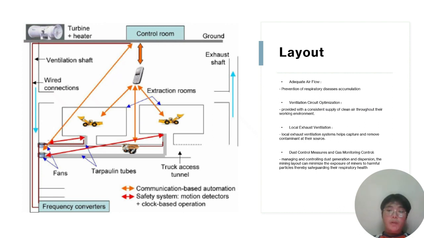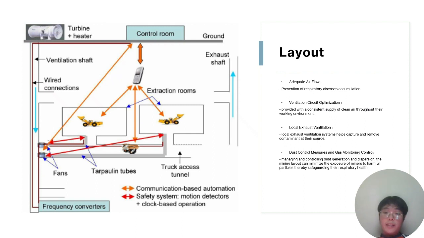So there are four things that have to be taken note of in this mining layout. The first one is adequate airflow. Having adequate airflow will help in preventing respiratory diseases as it will help to reduce the accumulation of contaminants inside the mining system. The next is ventilation circuit optimization. So how to optimize the circuit?